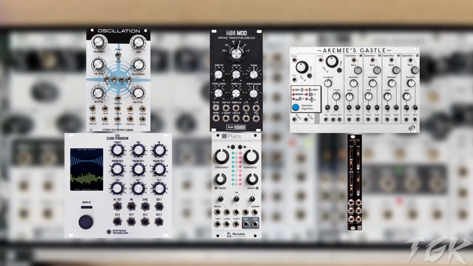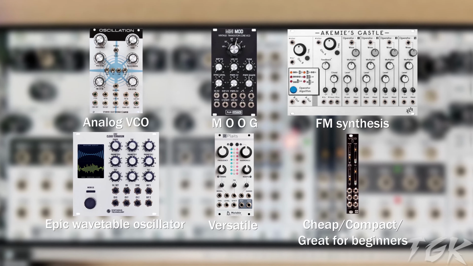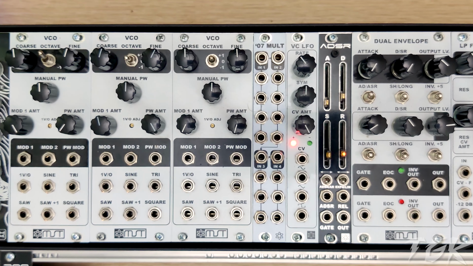There are many different types of VCOs from many different brands with many different bells and whistles. If you're thinking about getting into modular, choose wisely when it comes to what VCOs you get.